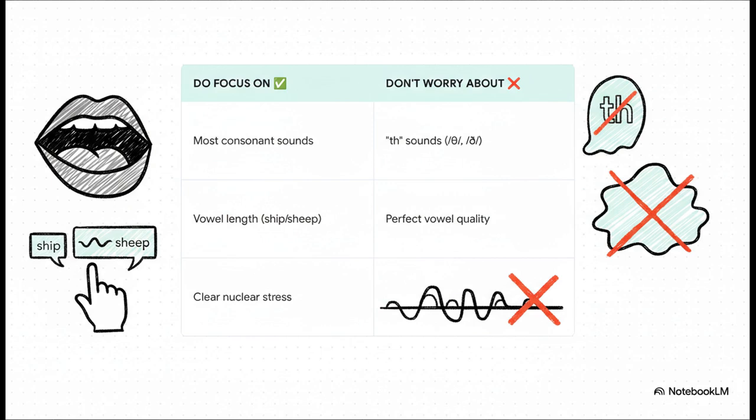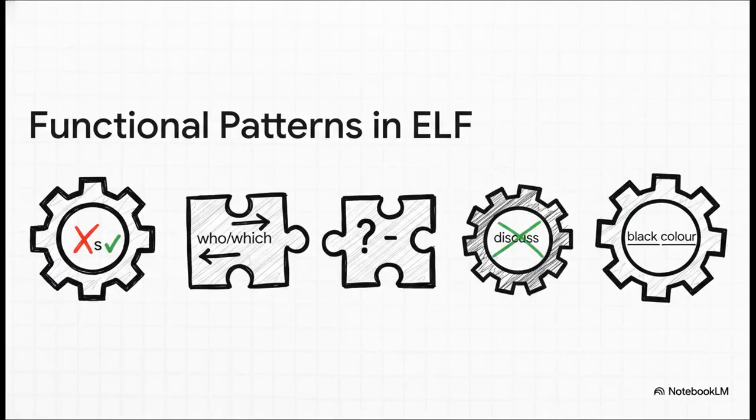So, as you can see, you really should focus on getting most consonant sounds right. The difference in vowel length, like between ship and sheep, that's important. And stressing the right word in a sentence to get your meaning across. But what shouldn't you lose sleep over? That infamous th sound. Turns out, it's really not as crucial as we've been led to believe for clear global communication.